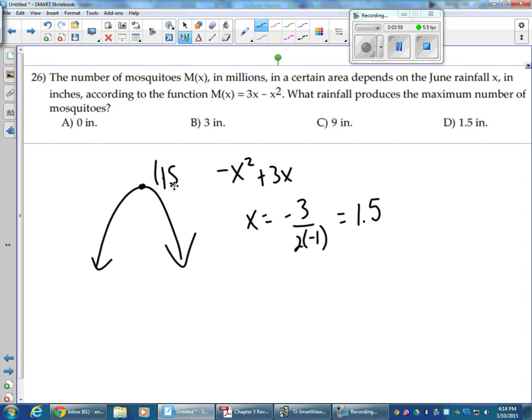They don't ask how much the rainfall is. They just want to know what x value, 1.5 inches, will give you the most, not rainfall, the most mosquitoes. They don't ask how many mosquitoes you're going to have. They just ask how much rain you would need. So that is my answer.